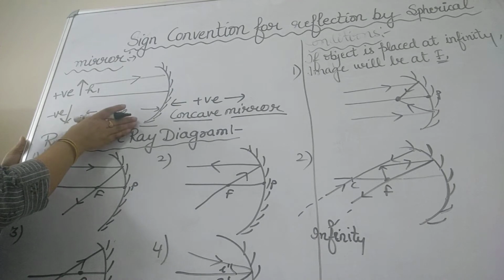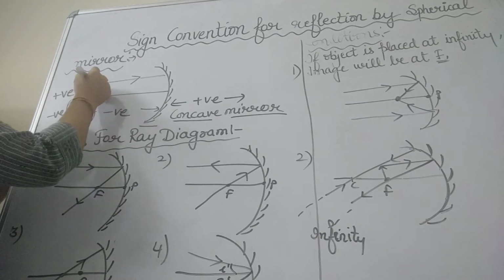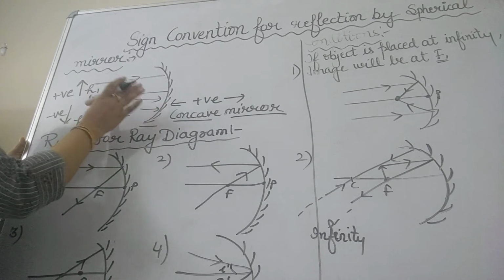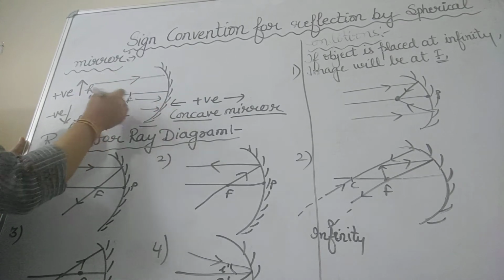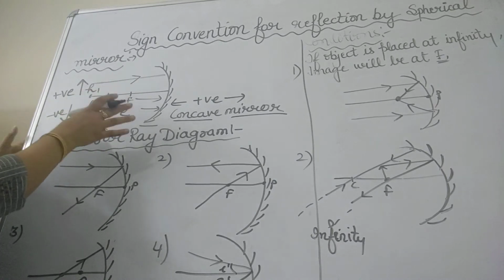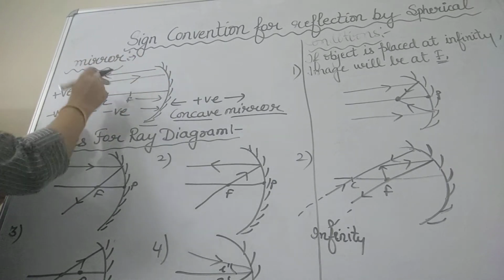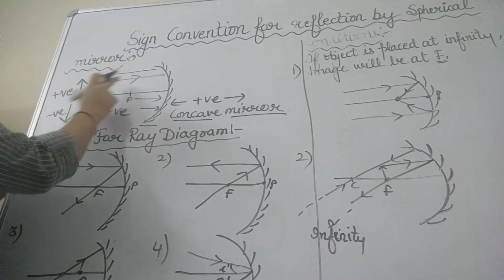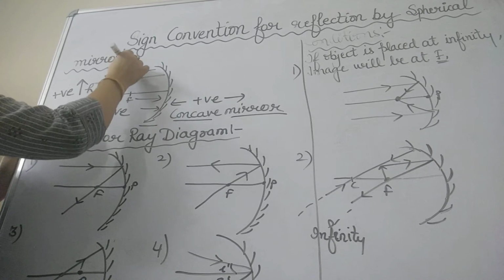So whatever the distance you take, if the object is placed here, you have to measure the object distance. If you have to measure the focal length or the center of curvature, every distance you will take in the opposite direction of the ray of light. So it will be taken as negative.